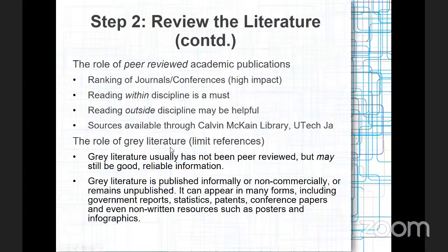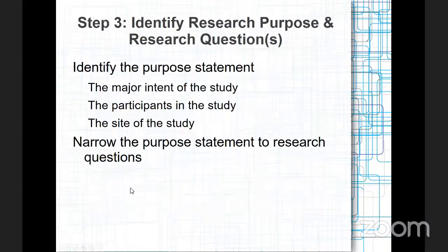Sometimes gray literature is useful. That is stuff that is not in journals that can be useful, like government reports, statistics, patents, conference papers, etc. Even posters and infographics. You need to make good judgments about whether those are useful, but it cannot be only gray literature. So you cannot have an academic paper that is primarily gray literature.